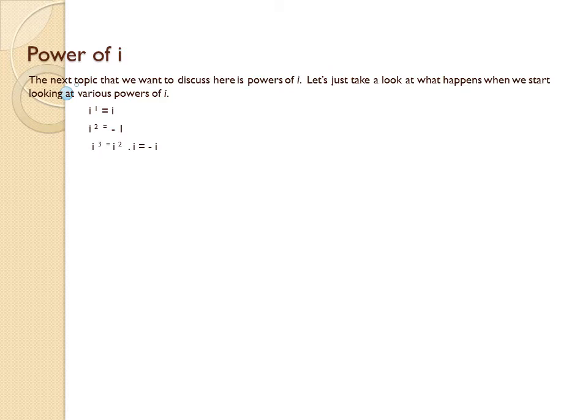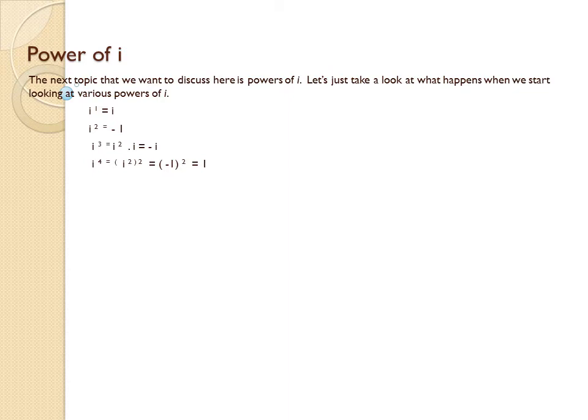Next one is I cubed. I cubed I can write in the form of I square into I. I square equals minus 1, so minus 1 into I becomes minus I. So I cubed equals minus I. Next we will go through I to the power 4. I to the power 4 I can write as I square whole square. I square equals minus 1, so minus 1 whole square is equal to 1.